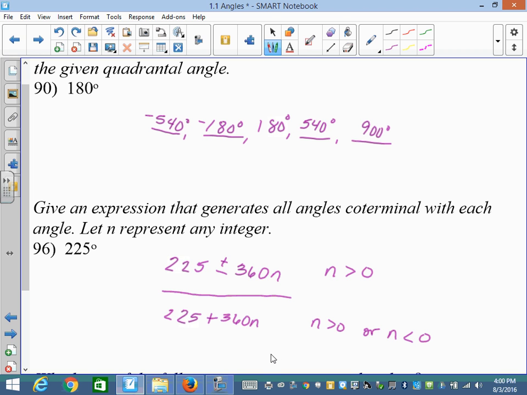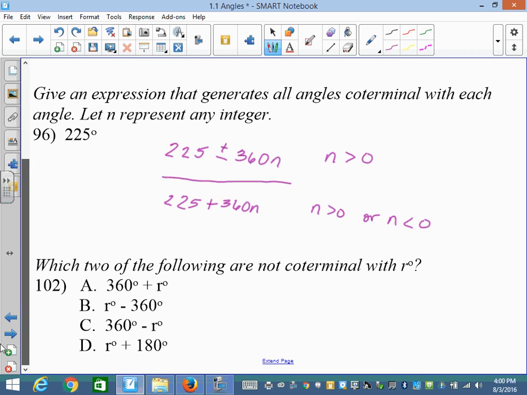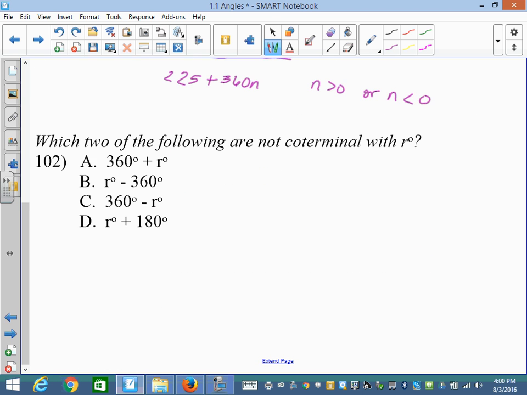Why do we not want 0 here? Well, because 0 would just get me back to the 225. It will not give me a coterminal angle. All right, so quick little quiz for you guys. Which two of the following are not coterminal with our degrees? I think we'll leave this one as a conversation piece in class tomorrow.